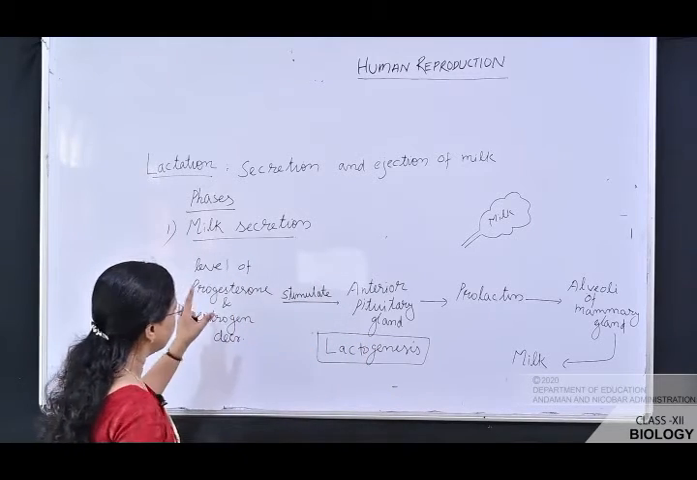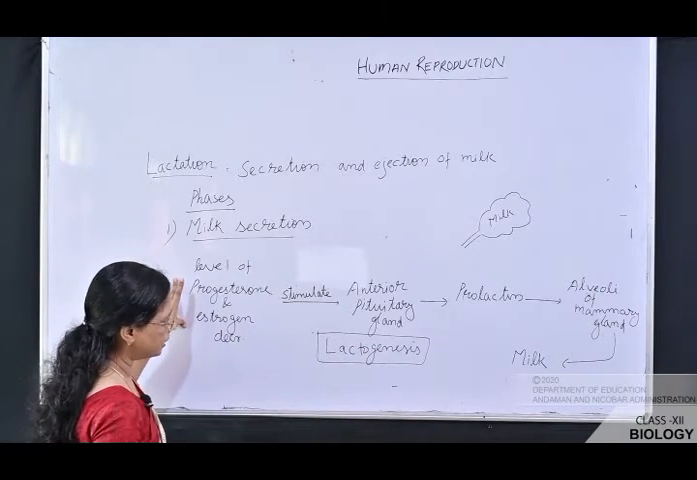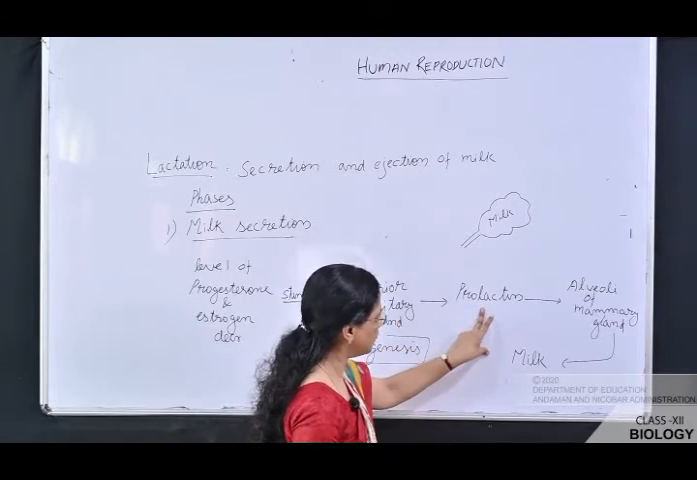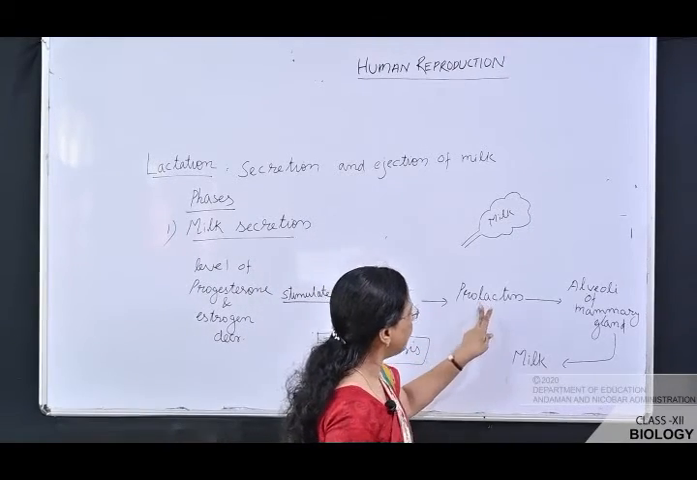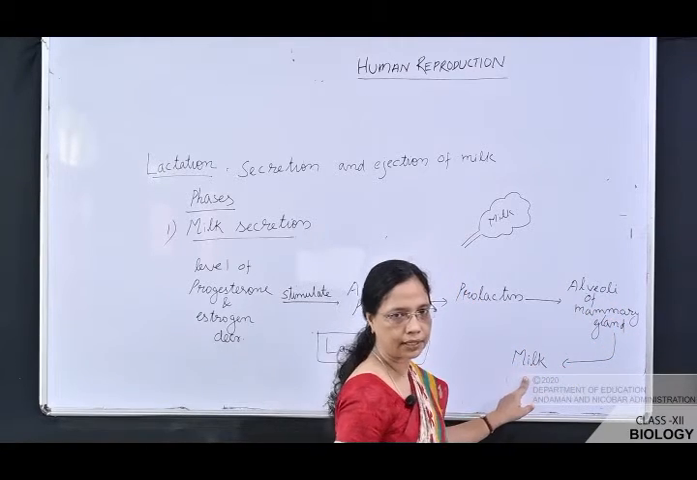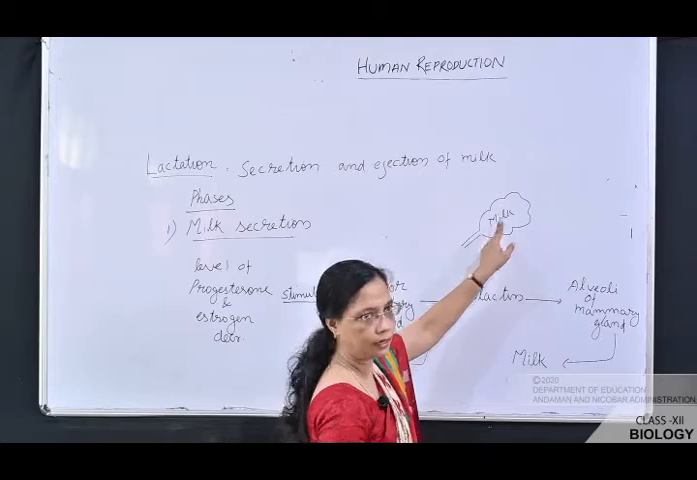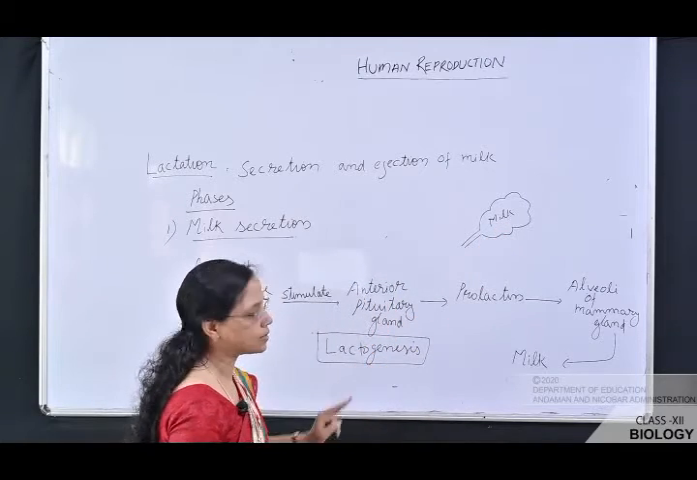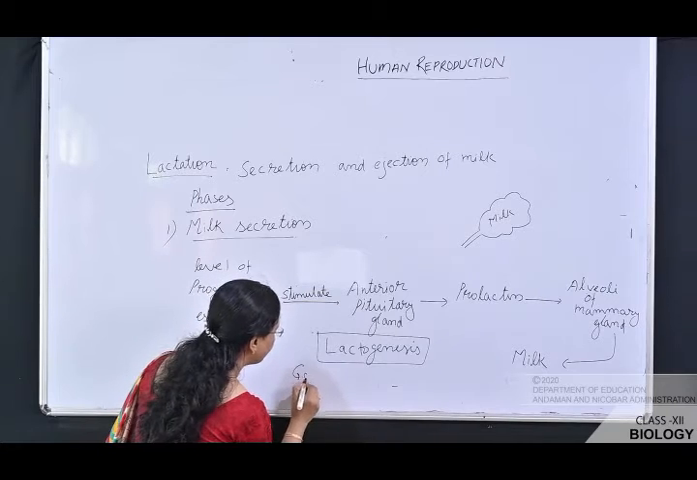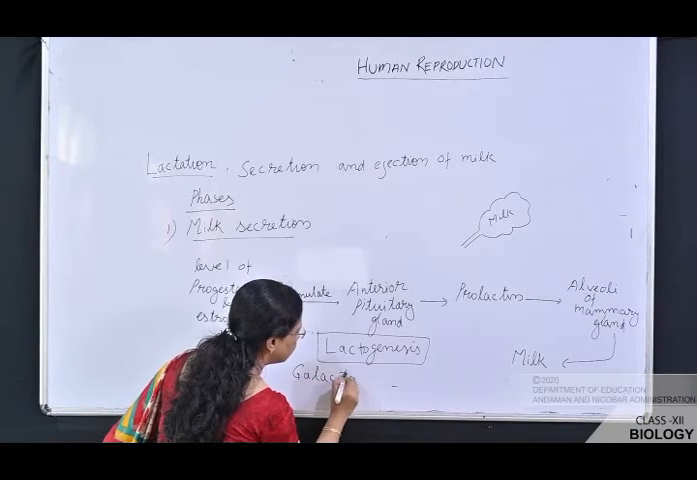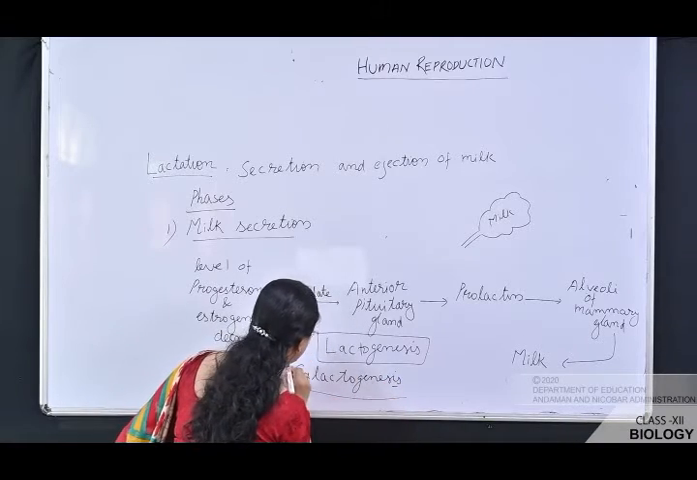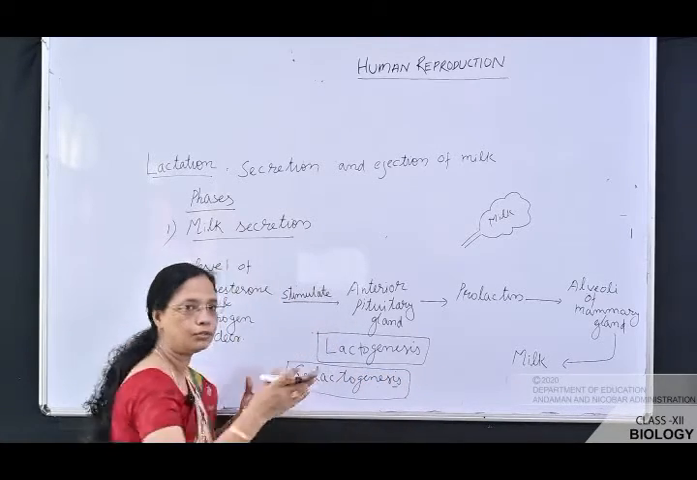So what happens? When the level of progesterone and estrogen decreases, it stimulates the anterior pituitary gland to release prolactin, and prolactin stimulates the alveoli of the mammary gland to secrete milk. Milk is secreted in the alveoli. This process is known as lactogenesis. There is one more process known as galactogenesis. Galactogenesis maintains the production of milk continuously.